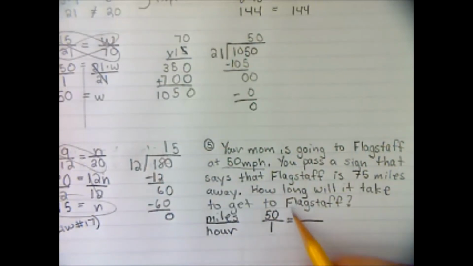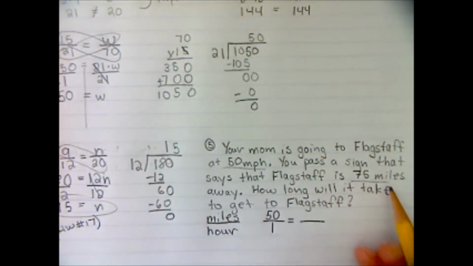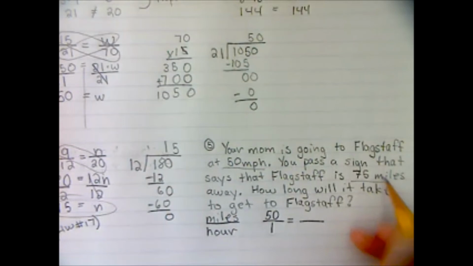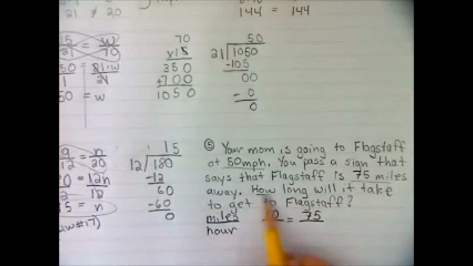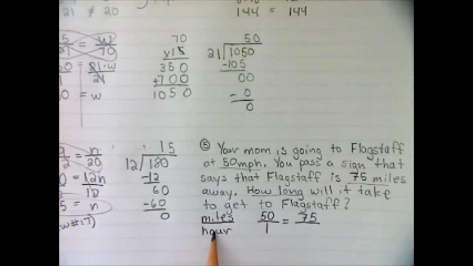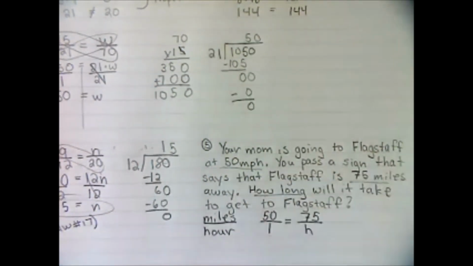Now that ratio, we're going to set it equal to something else. How long does it take you to go 75 miles? Well, 75 is associated with miles, so that goes on top. And it says how long. The words how long mean I don't know how many hours it's going to take, because how long is asking how much time. An hour is a measurement of time. So I'm going to put h right here for my variable.